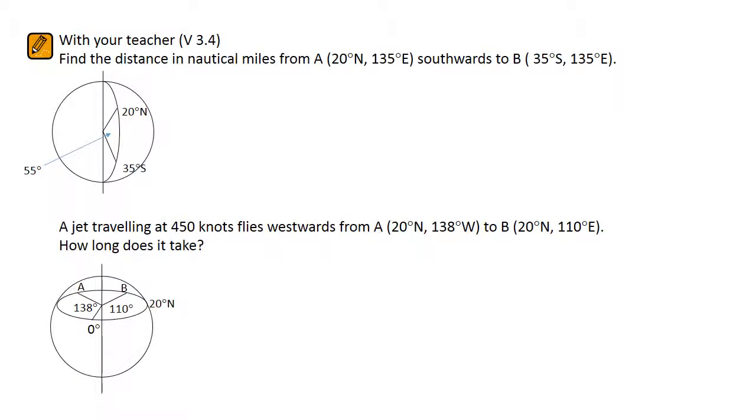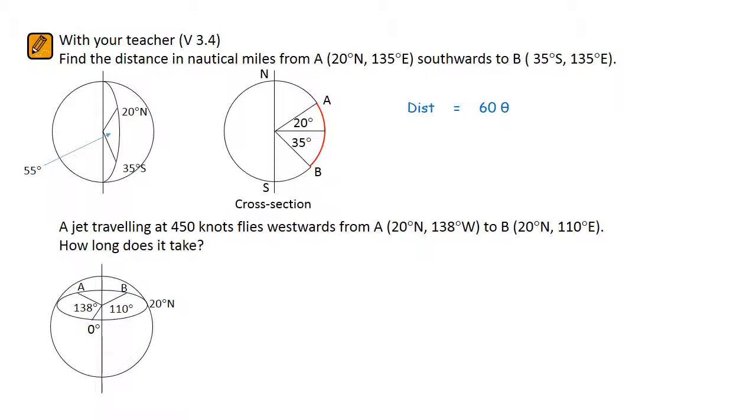The first of these examples asks us to find the distance in nautical miles between two places that are on the same longitude. For this type of example, a cross-sectional view of the Earth is best. One place is 20 degrees north and the other 35 degrees south of the equator. The formula for north-south travel in nautical miles is distance equals 60 theta. Theta is the angle subtended by the travel, and it's shown in red. In this case, we need to add the latitudes. 20 plus 35 equals 55 degrees. The rest of the calculation for the distance is fairly easy.